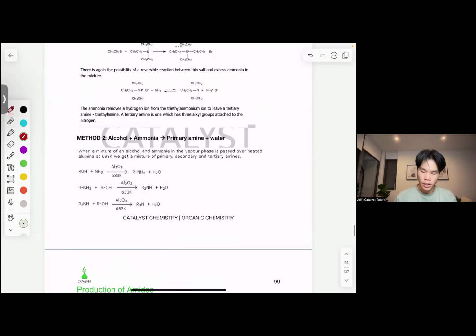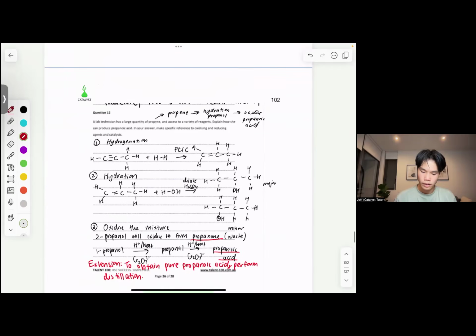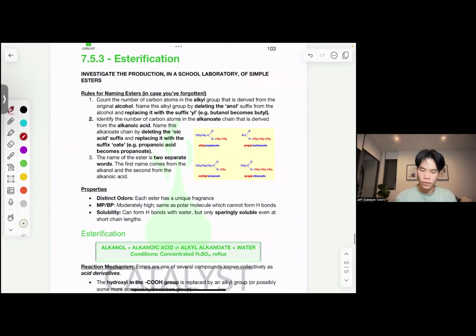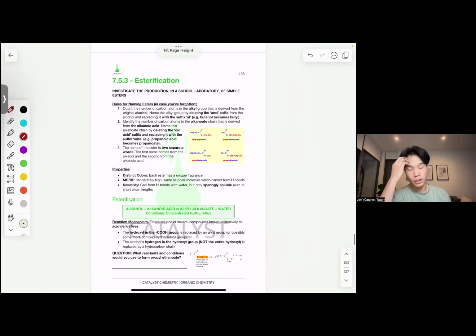Okay, we've talked about these reactions as well. And we're on to the final three topics. We have esterification, we have soaps, and we have polymers. And we're going to do it in 17 minutes.